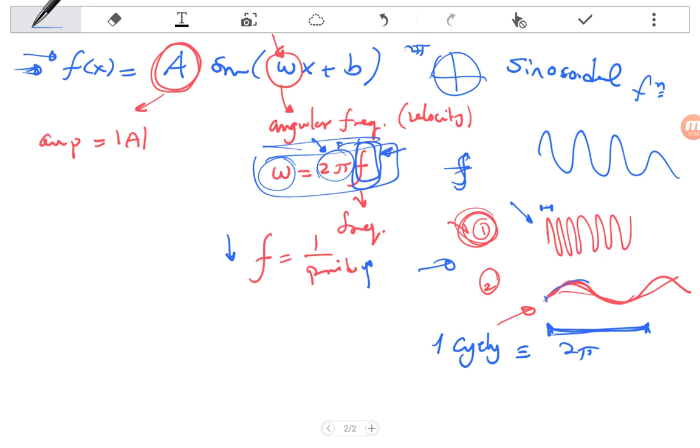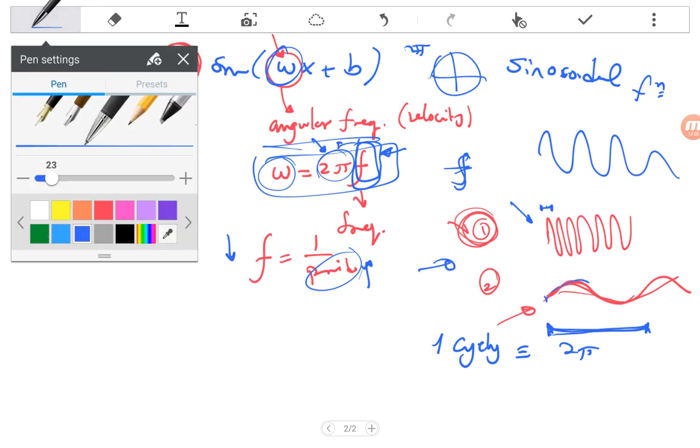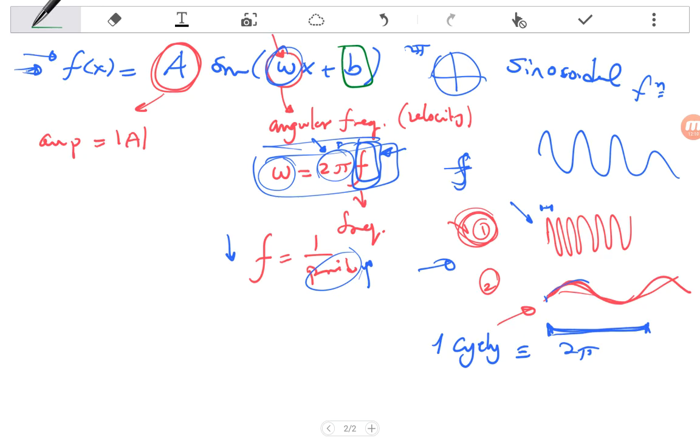Frequency, we just ask for the frequency, not the angular frequency. We get the frequency from the angular frequency. You are also required to compute the period. What about that B? That B is called the phase shift.